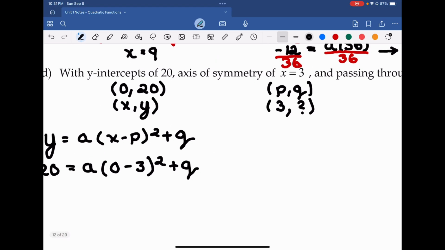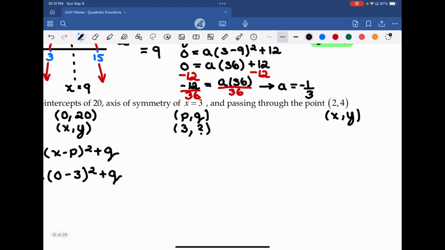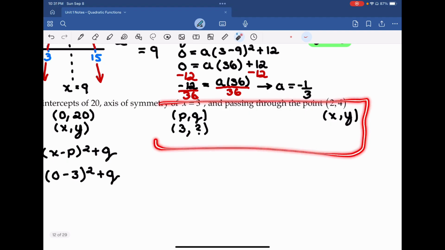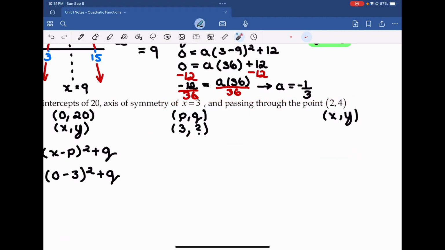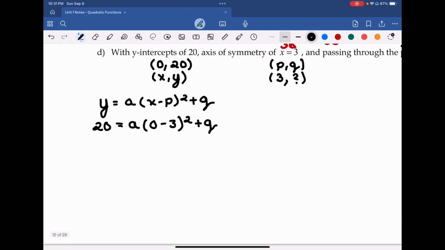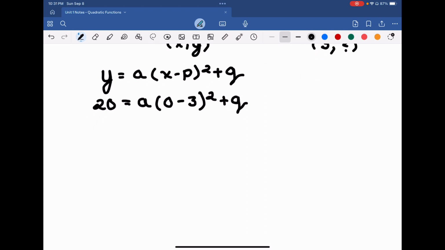Now, we want to pair together the other two to build a secondary equation to help us solve this further. So we're going to pair up the axis of symmetry and the secondary point. That means my second one is going to be 4, which is the y value, equal to a times (2 - 3)² plus q. Excellent. Now let's simplify both of these.